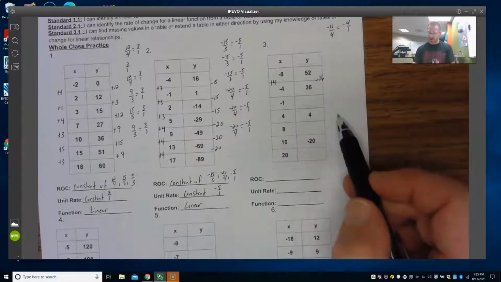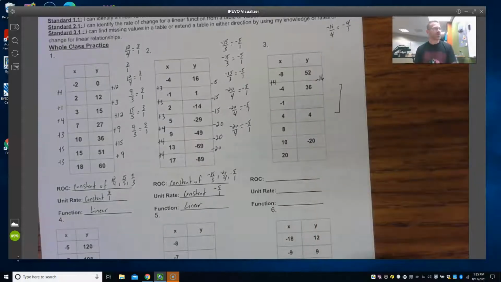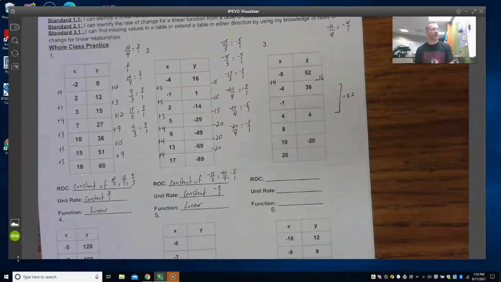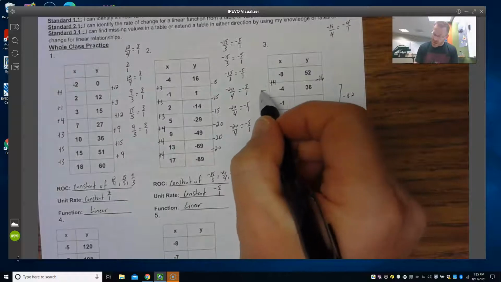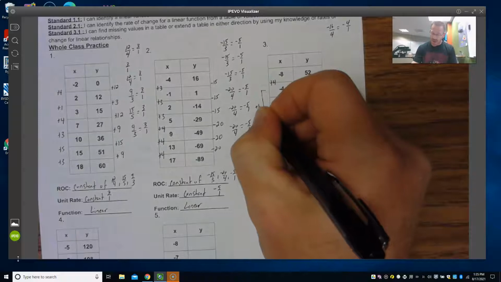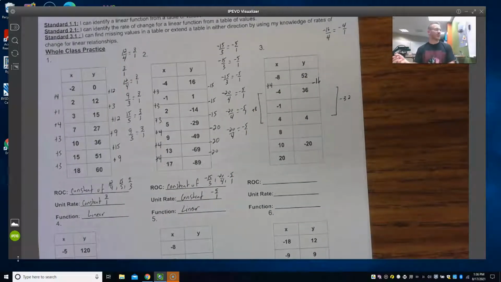Now I have this big jump right here. So I'm going to go from 36 to 4. When I go from 36 to 4, I go down 32. But then I'm also going to go from negative 4 to 4. And so I go up 8 for my change in x. All right, so that looks different than our first rate of change, right?